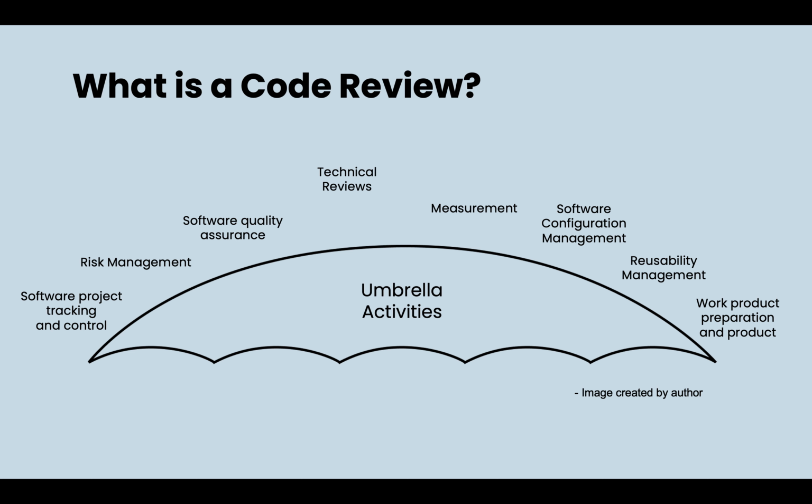Let's get started with the definition of a code review. A code review is an activity or mechanism that is integrated in the software engineering process as an umbrella activity. As many of you software engineers know, umbrella activities are activities that happen throughout the whole software development process.